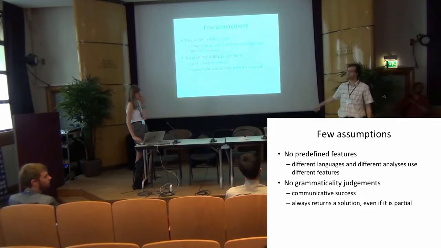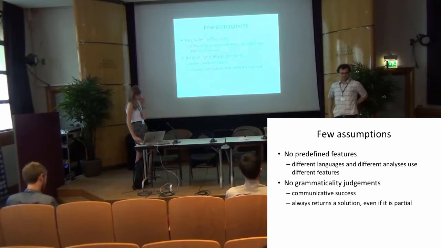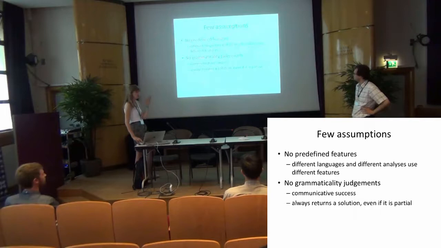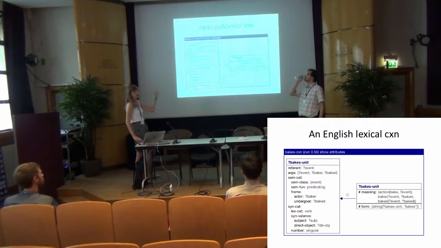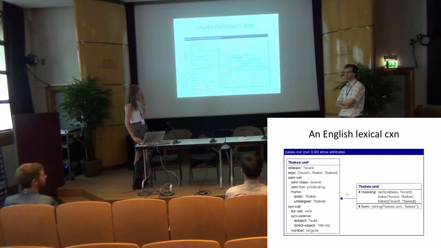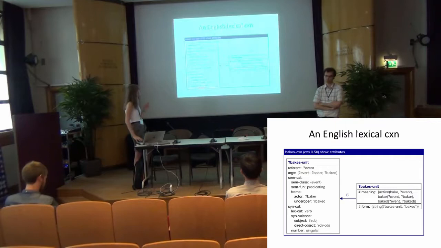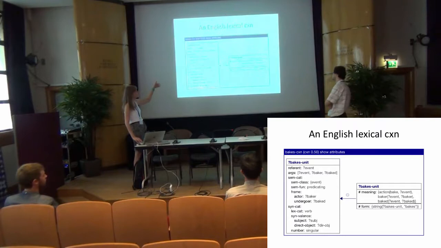Okay, so as I already said, there are multiple small grammar fragments for different languages, and I will just show you some examples. Like in English, this is from a grammar I took last night from a number of grammars. This is a lexical construction for baking. It uses similar features. This is more conventional, using syntactic categories, semantic categories, and so on. So there are some arguments, the action bake with a baker and a baked, and so on.